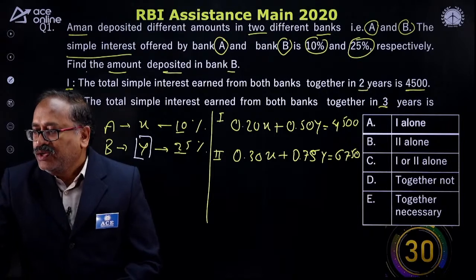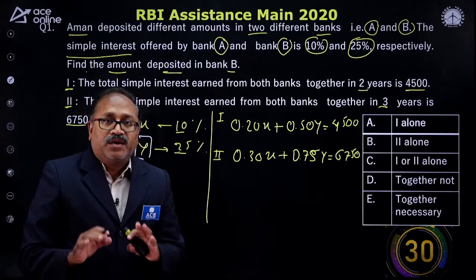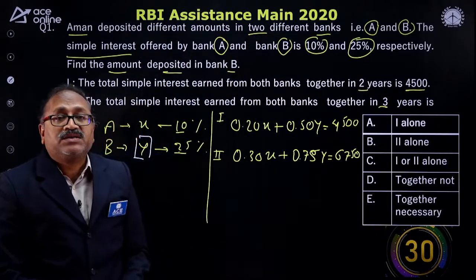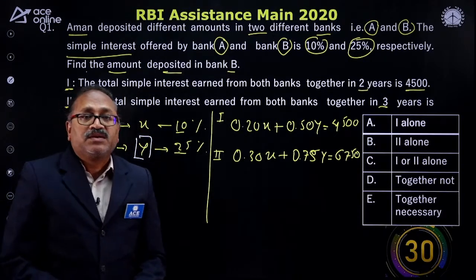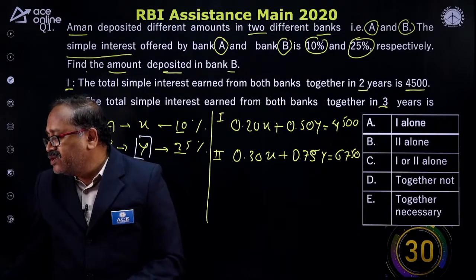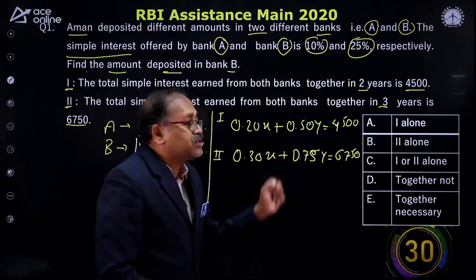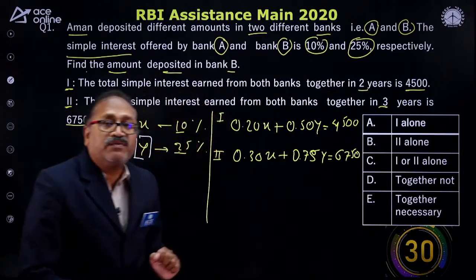Very good morning. So, data sufficiency you need to learn, because you can see that I am discussing the RBI Assistant Main 2020 paper. So I am waiting for a couple of seconds. Now can you respond? Can you say that 1 alone is sufficient? No. Is 2 alone sufficient to find out the Y value?